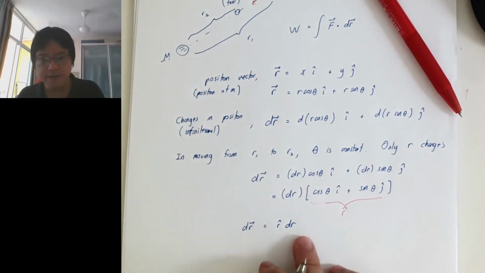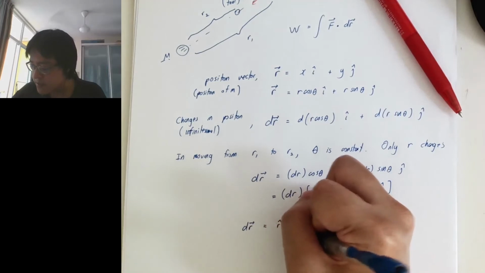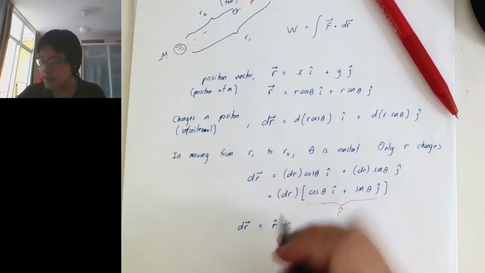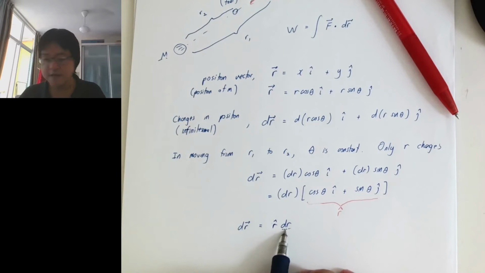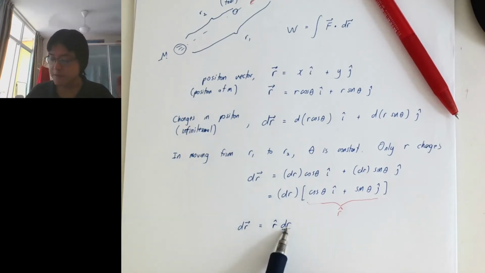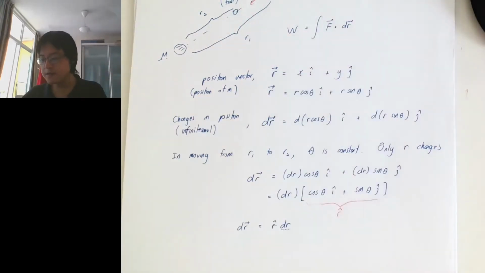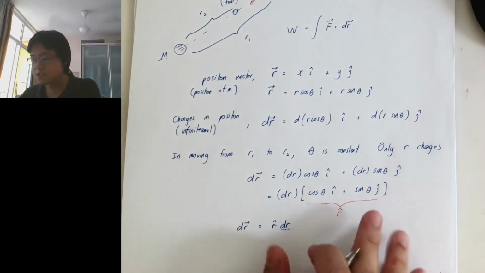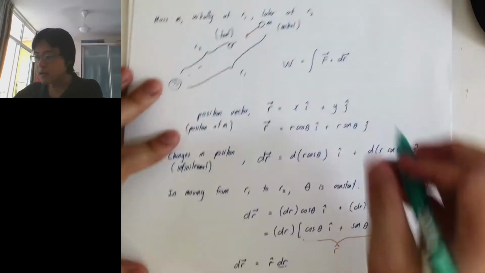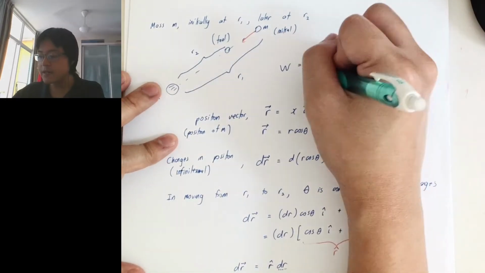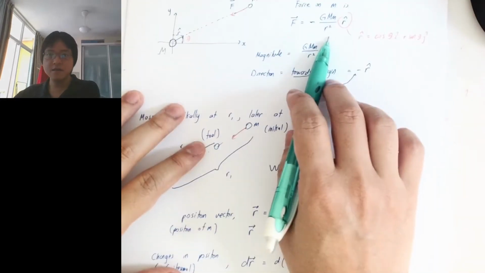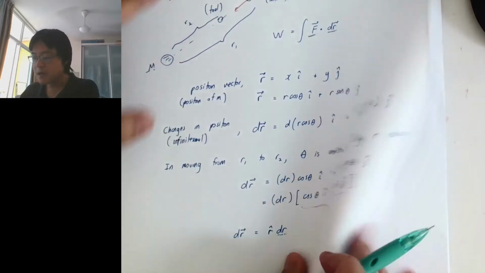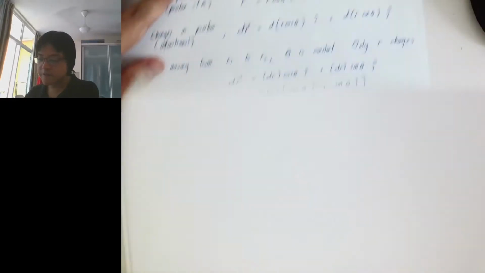So the vector's direction is just r hat, right? And then dr is the change in the distance. So that is our expression for the change in the position. I have found how to write down dr already, and the F vector is already here. So what I'm going to do is take the dot product and try to find the work done.